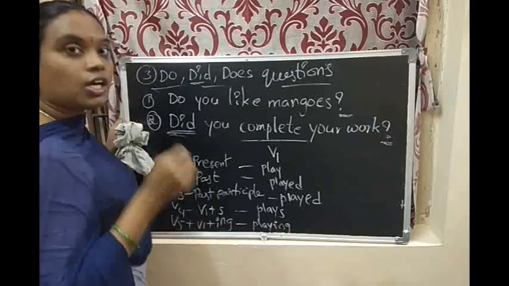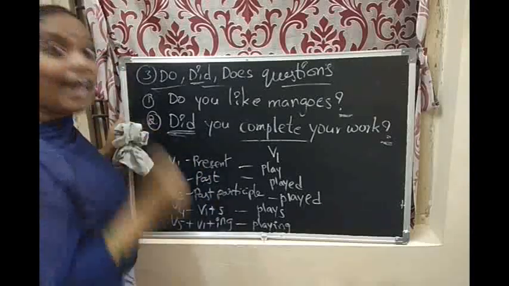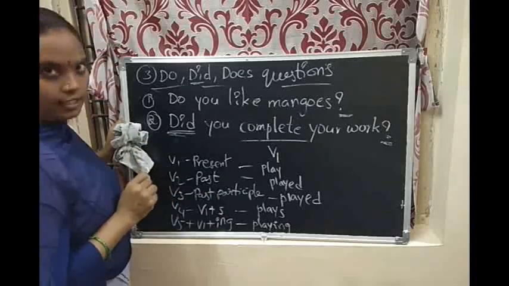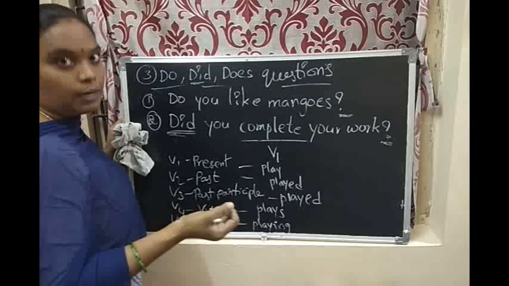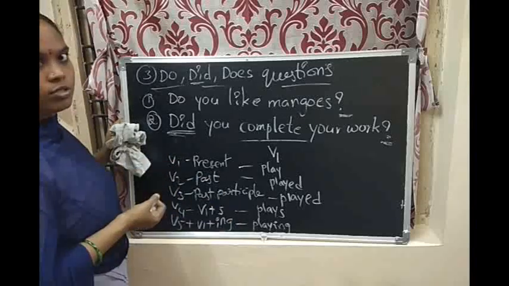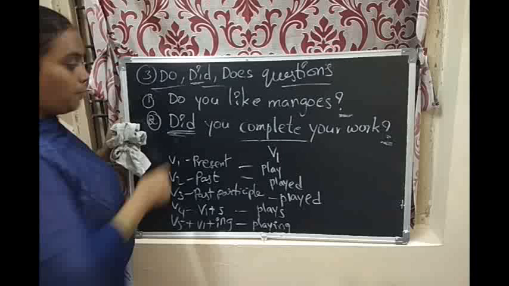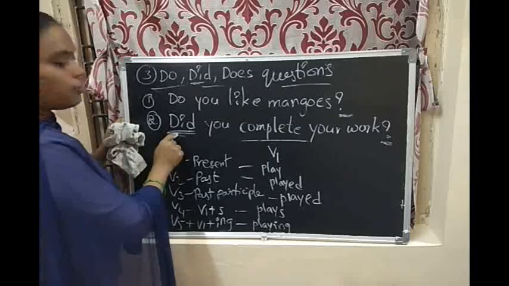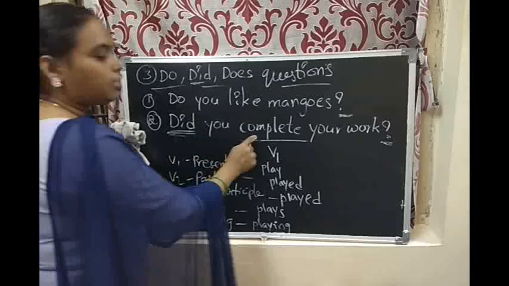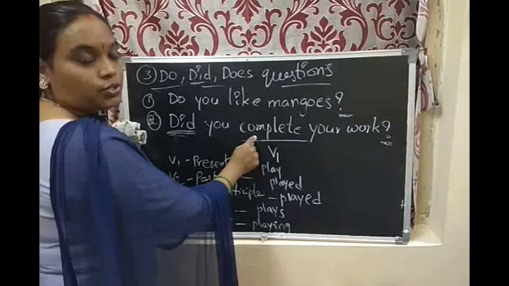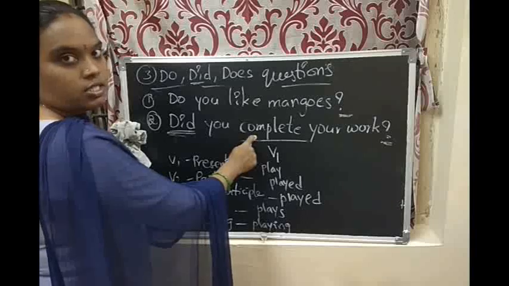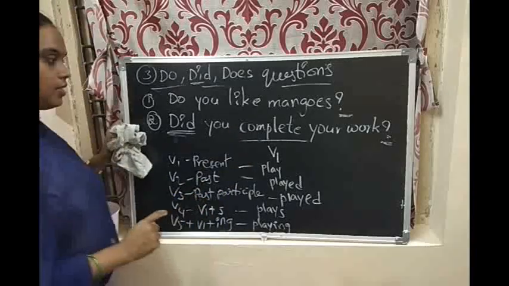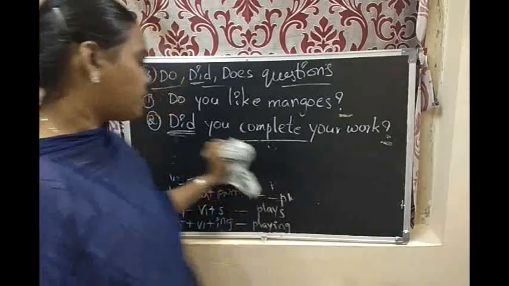Did you finish your lunch? Did you have your breakfast? Like this. Or, have you completed your breakfast? That's also correct. But whenever you use "did" in a question, you have to use V1 here. Don't use V2, V3. Is it clear? Yes. Next question.